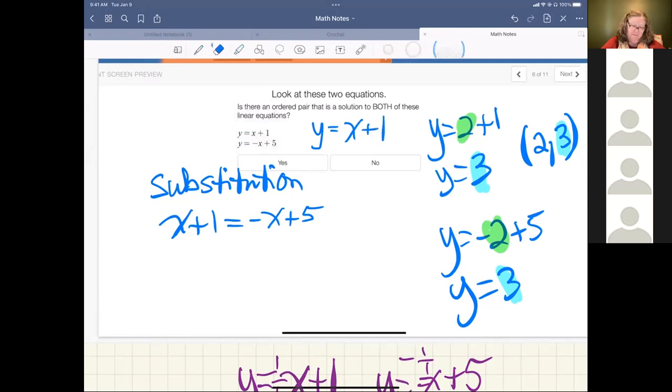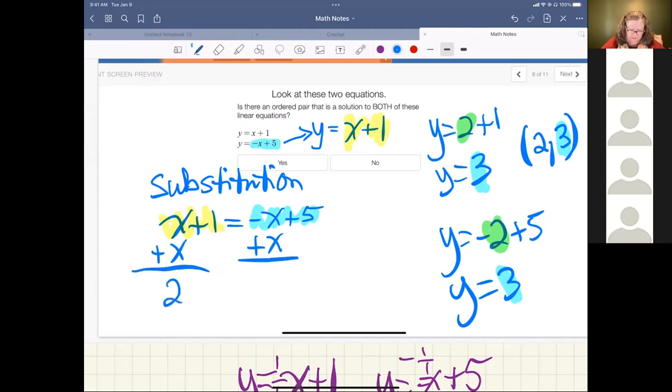Let me erase this so we can see better. The other y is negative x plus 5. Then I can put this negative x plus 5 in for y, and I end up with it here equal to this x plus 1 here. And I'm just going to solve for x and see what happens. I'm going to add x to both sides, and I get 2x plus 1 equals 5.